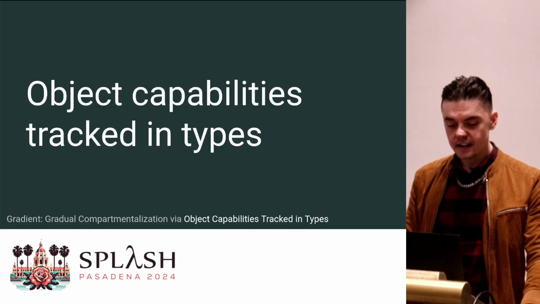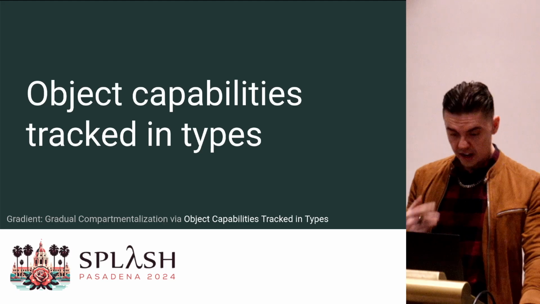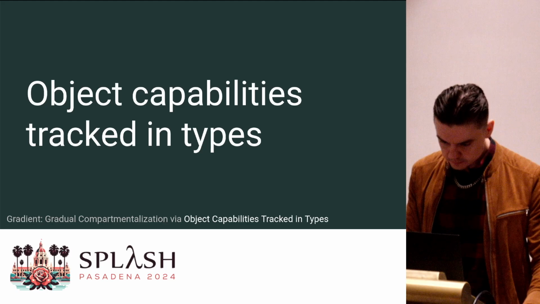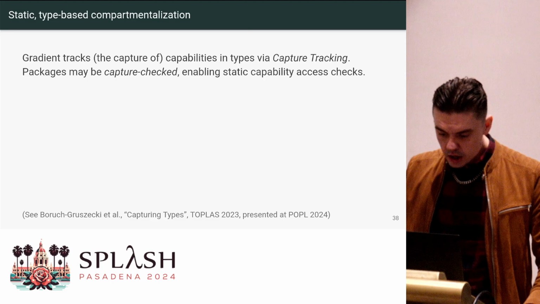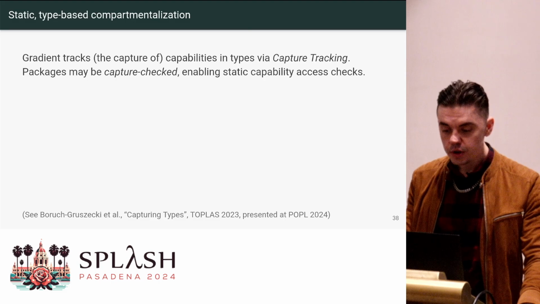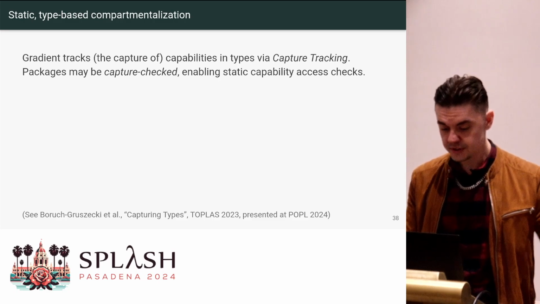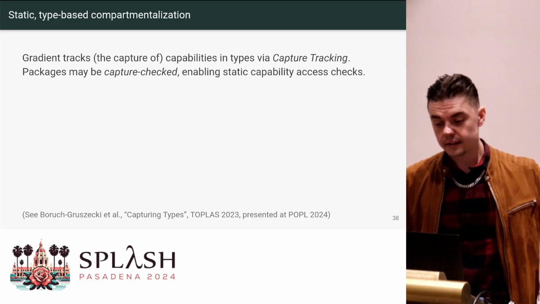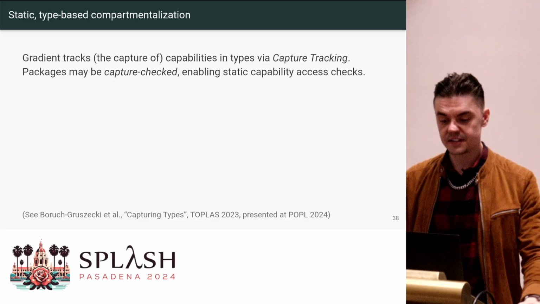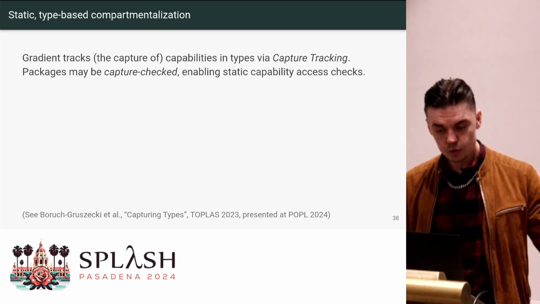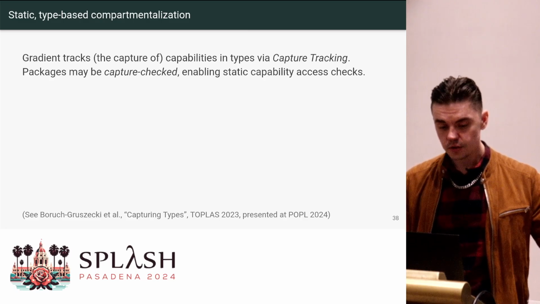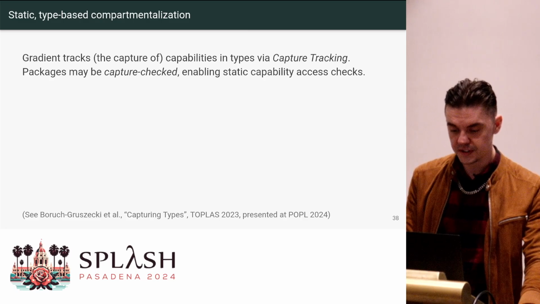Okay. So that brings us to the last part of the talk, which ties these two systems together. So in gradual compartmentalization, we propose to track capabilities in types, and Gradient concretely uses capture tracking for this purpose, which is another recent system, and it's the capability equivalent of an effect system. So let's just focus on how we can use that to enforce some security policies.